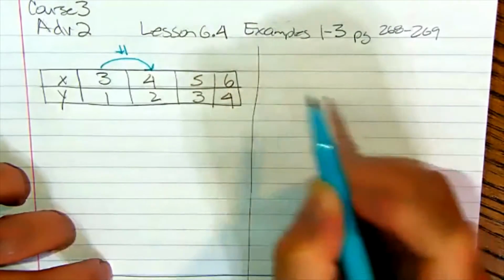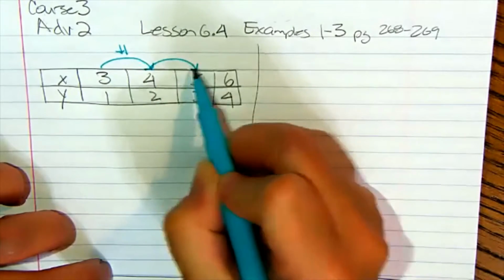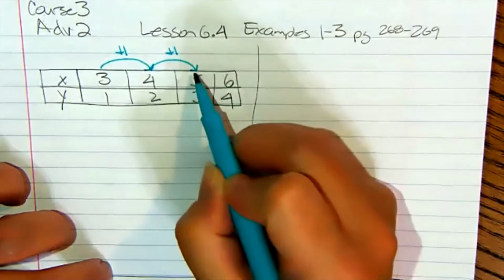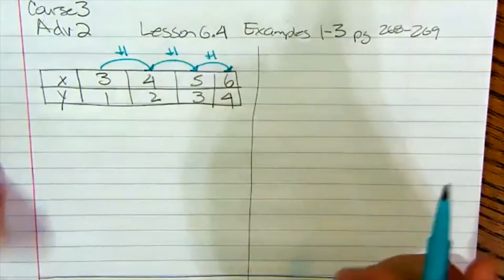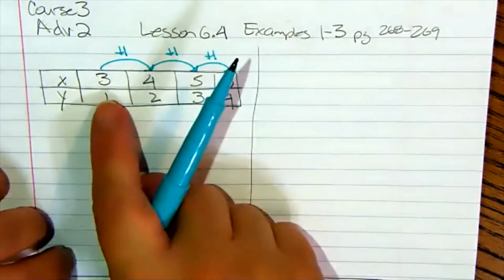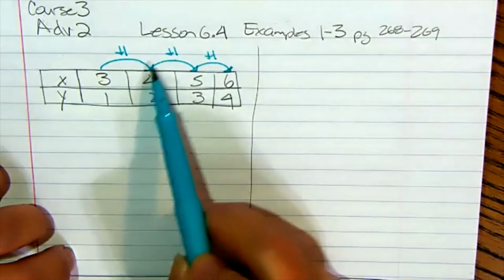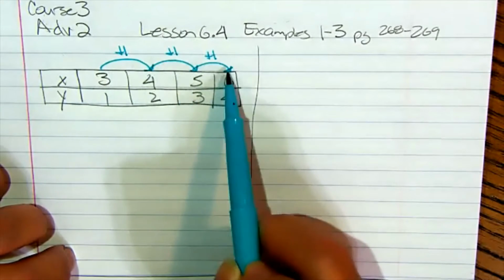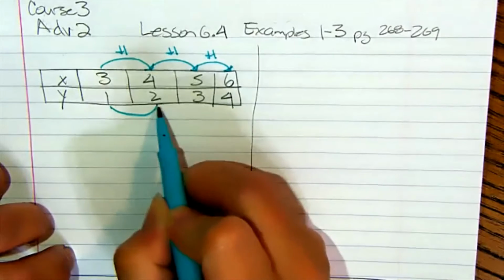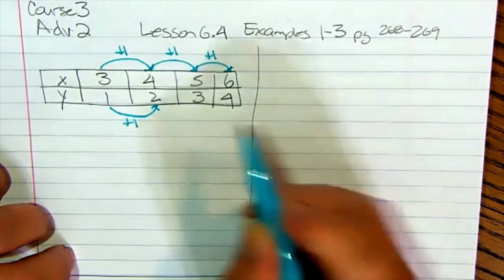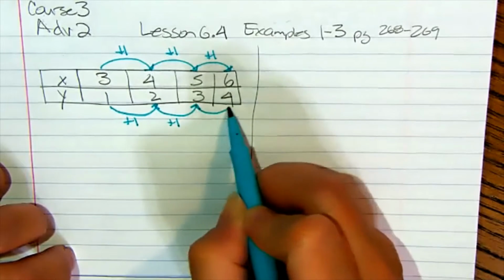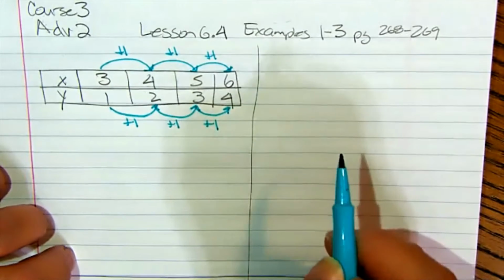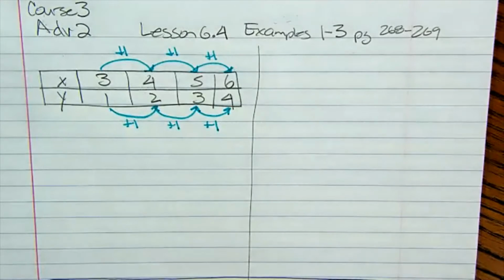So from 3 to 4 is +1, +1, +1. So far, that looks like a pretty good pattern. It's constant. This is a constant pattern, +1, +1, +1. Now let's take a look at our y's: +1, +1, +1. Oh, look at that.